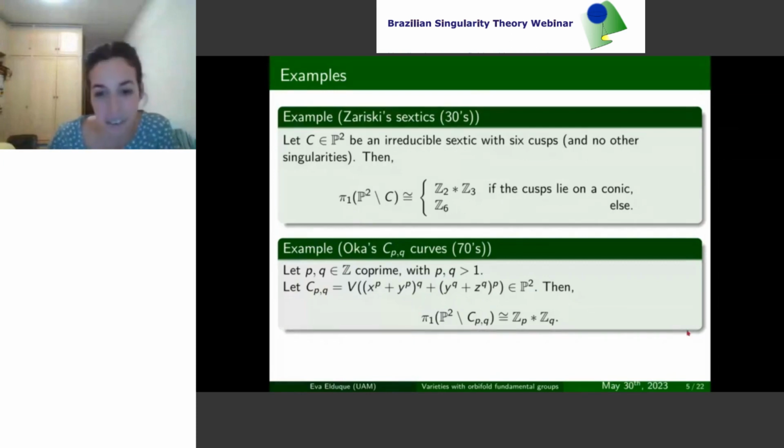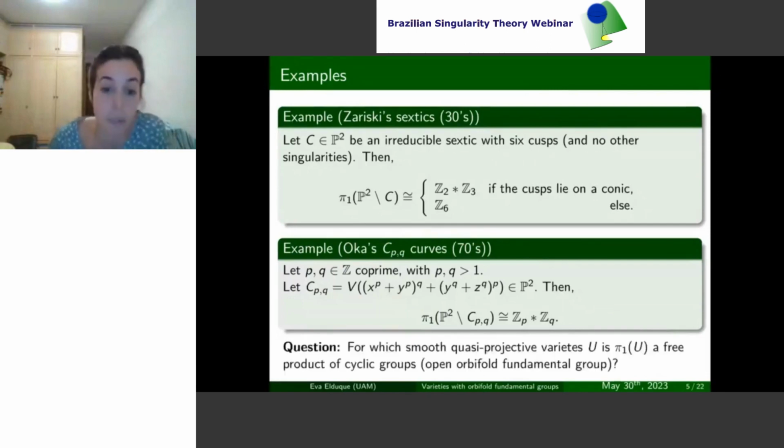Okay, so in light of those questions, of those examples, the question we asked ourselves was, okay, for which smooth quasi-projective varieties is the fundamental group a free product of cyclic groups? So something like this. We call this an open orbifold fundamental group, and I'll explain why we're calling it that, but we're going to focus on free products of cyclic groups.